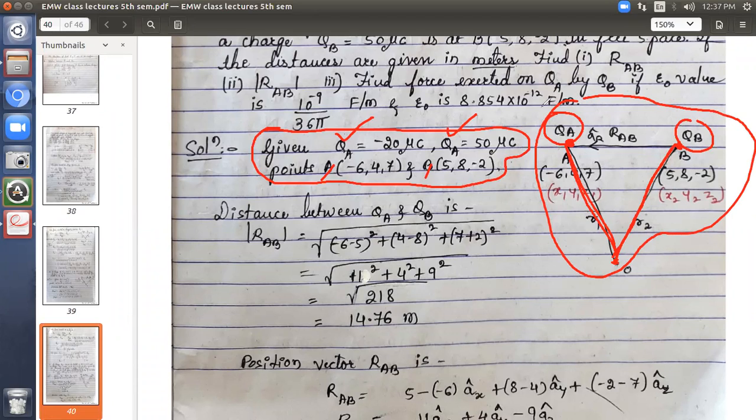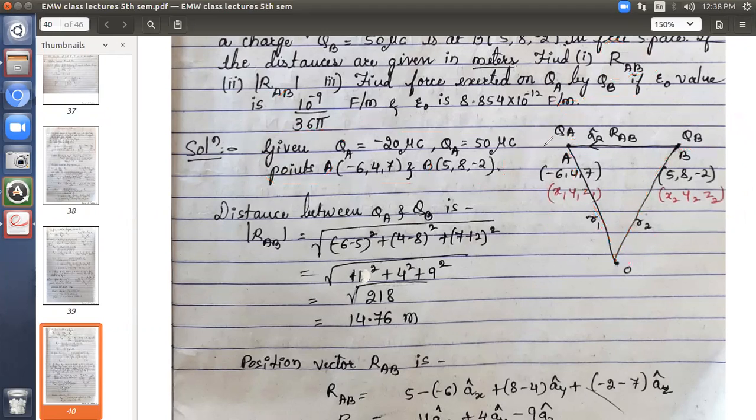Now, according to the given question, we need to find this capital RAB. So let's try to find the position vector. Before that, I have found out the magnitude, because to get any unit vector, the vector divided by its magnitude will give you the position vector.